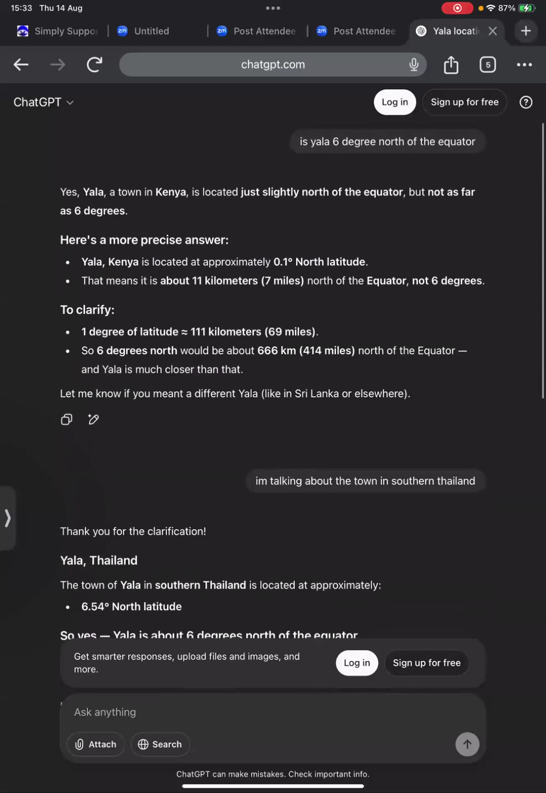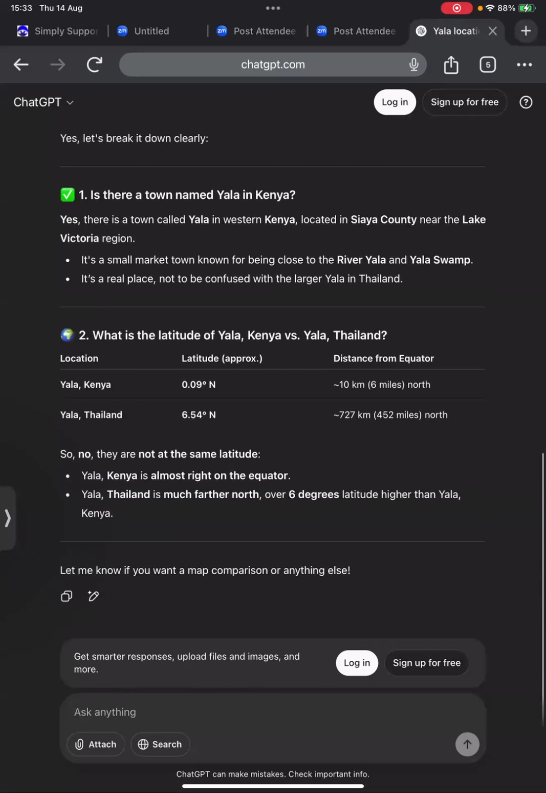Thank you. But why is it that, oh, it didn't say six. All right, look, I didn't read the text. It says Yala is a town in Kenya, located just slightly north of the equator, but not as far as six. So yeah, okay, there is a town named Yala in Kenya, but it's not 6 degrees above the equator. It's already said that. All right, cool.